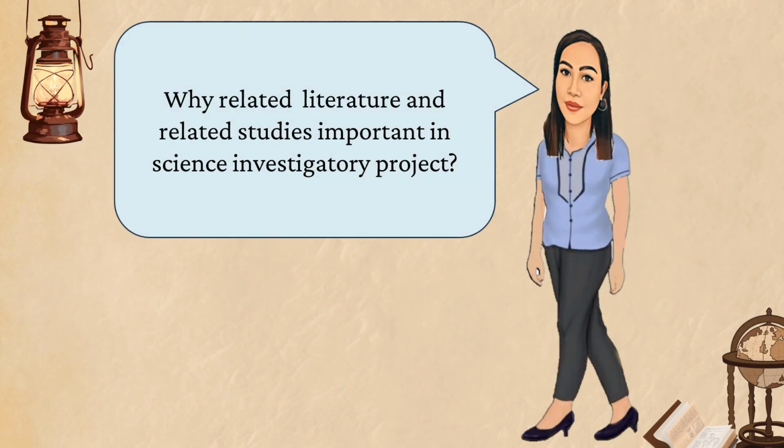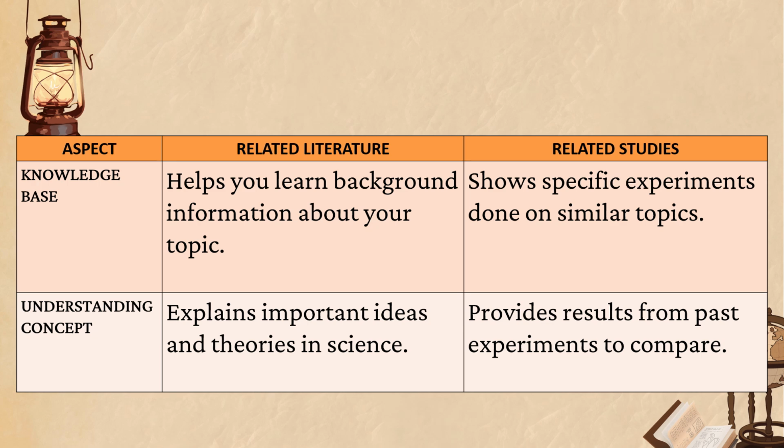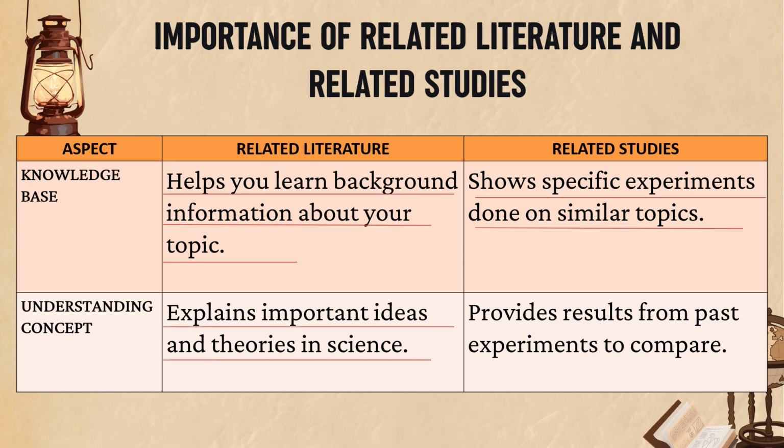Why are related literature and related studies important in a science investigatory project? So, let's discuss the importance of related literature and related studies. On knowledge base, related literature helps you learn background information about your topic, while related studies show specific experiments done on similar topics. On understanding concepts, related literature explains important ideas and theories in science, while related studies provide results from past experiments to compare.